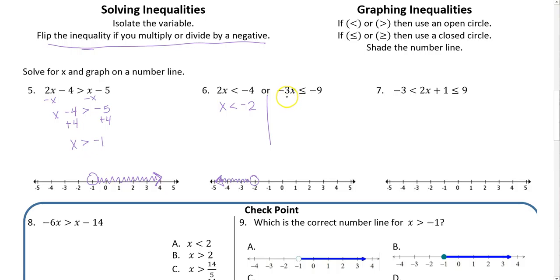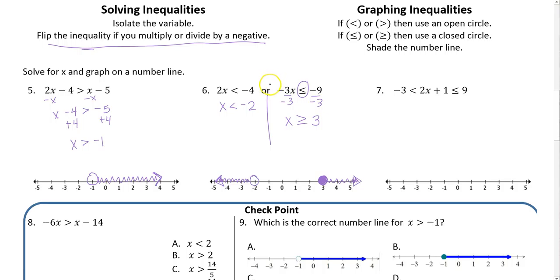Let's solve the second inequality by dividing by -3. Now when we divide by a negative, we will need to flip this sign so that it's greater than or equal to. A negative divided by a negative is a +3. This will mean that we need a closed circle on 3 because 3 is included in the solution. So x is greater than or equal to 3. So we want 3 and anything bigger.